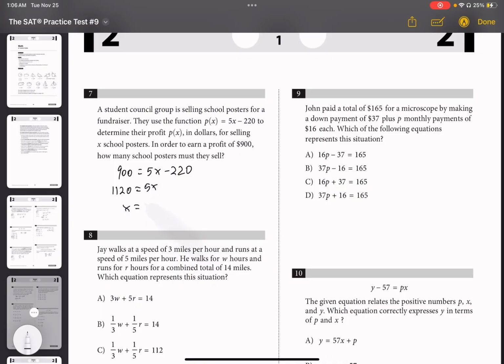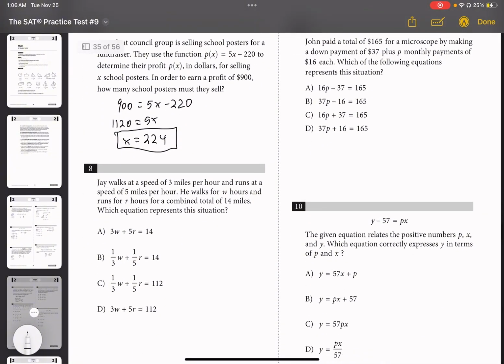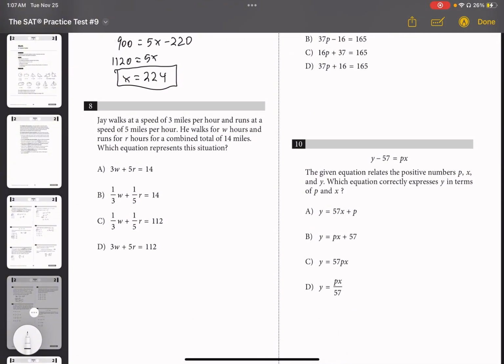And that's going to give X is equal to 224, and that's the amount of school posters they must sell to reach that profit goal. Question number 8. Jay walks at a speed of 3 miles per hour and runs at a speed of 5 miles per hour. He walks for W hours and runs for R hours for a combined total of 14 miles. Which equation represents this situation?